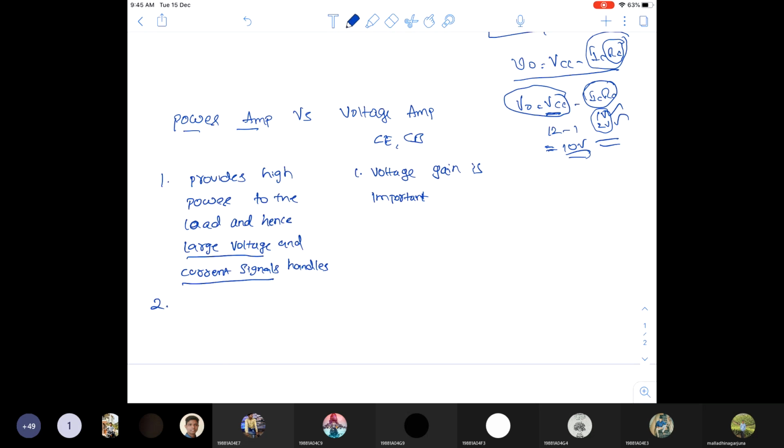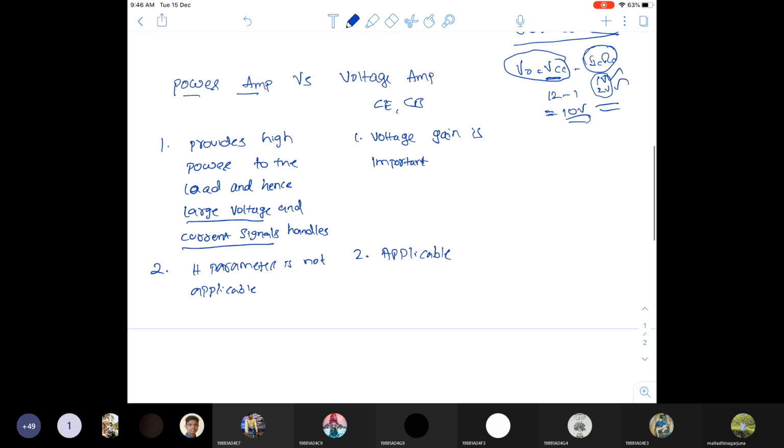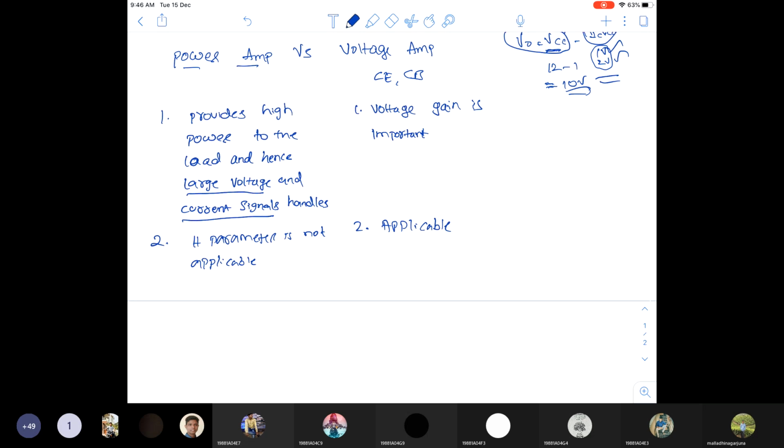And the second point is H parameter is not applicable here. Here it is applicable. Why? Because we do the H parameter analysis for the small signal amplifier. So H parameter is applicable here. For the power amplifier, we will not use any kind of H parameters.